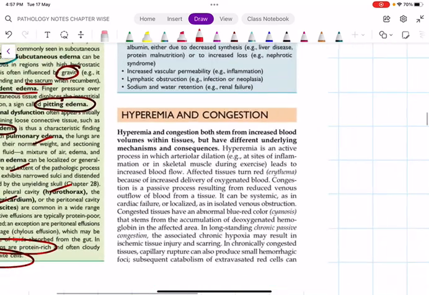Now let us see two important terminologies. One is called hyperemia and another one is congestion. First of all, understand that hyperemia and congestion both are because of increased blood volume. Whereas hyperemia is an active process, congestion is a passive process. Hyperemia means the problem is in the artery. There is more arteriolar dilation. For example, during exercise there is increased blood supply to the skeletal muscle. That is actually because of hyperemia.